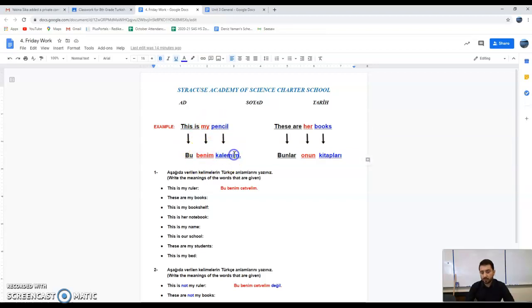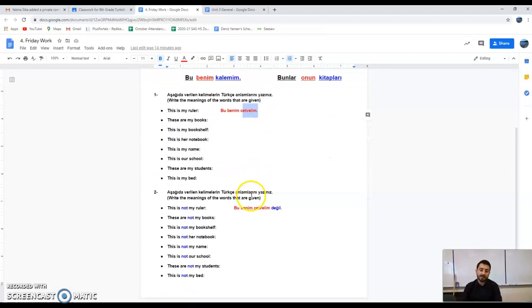How do you say pencil? It is kalem. So you see bu benim kalem, but I also added my suffix at the end because I used the subject benim. So I have to say bu benim kalemim. This is my pencil. In order to say these are, that's gonna be bunlar, and then her is onun, and then books is kitaplar. You see, I use the sound at the end because that's the suffix of onun, right?